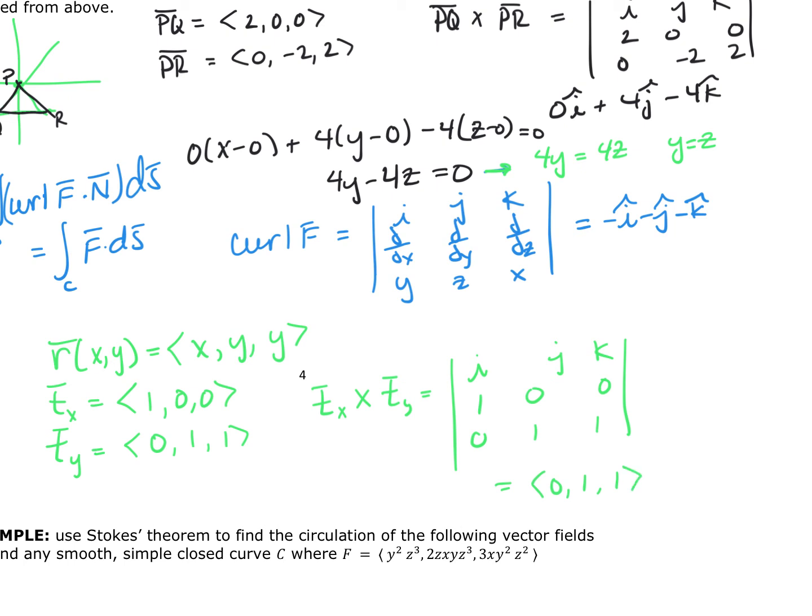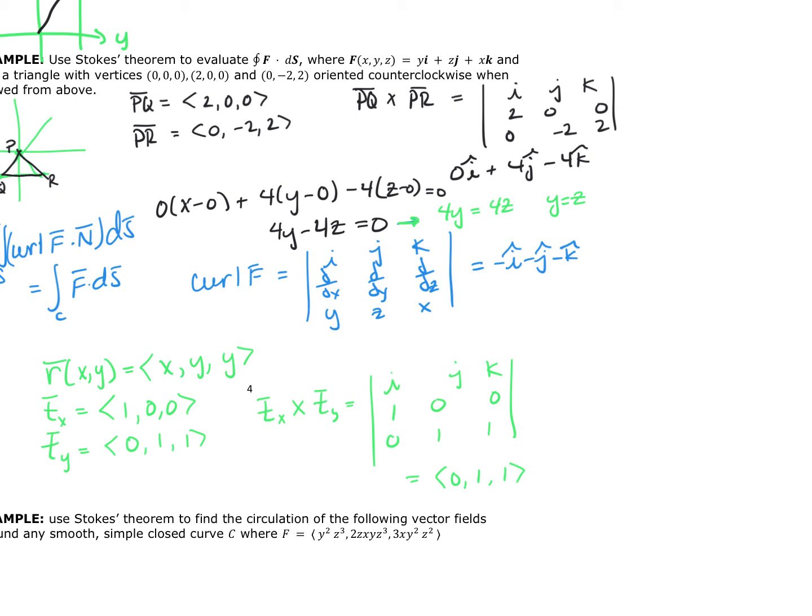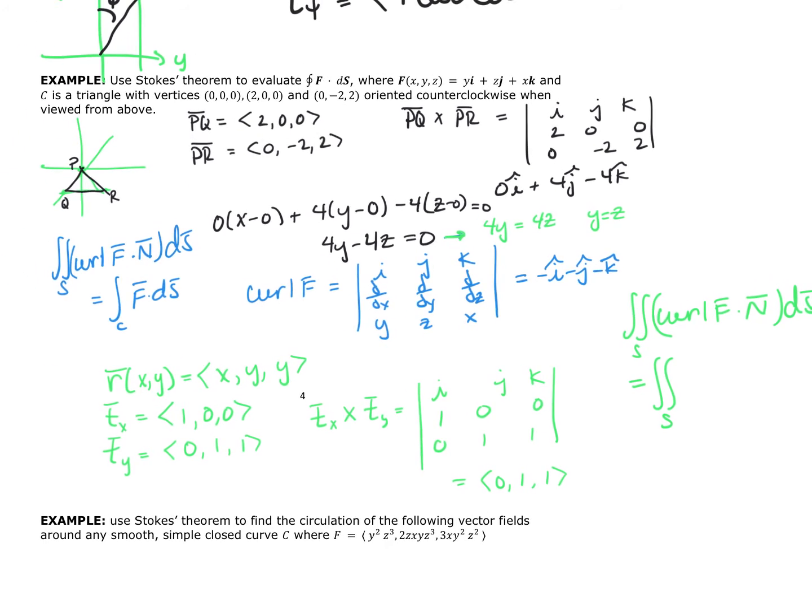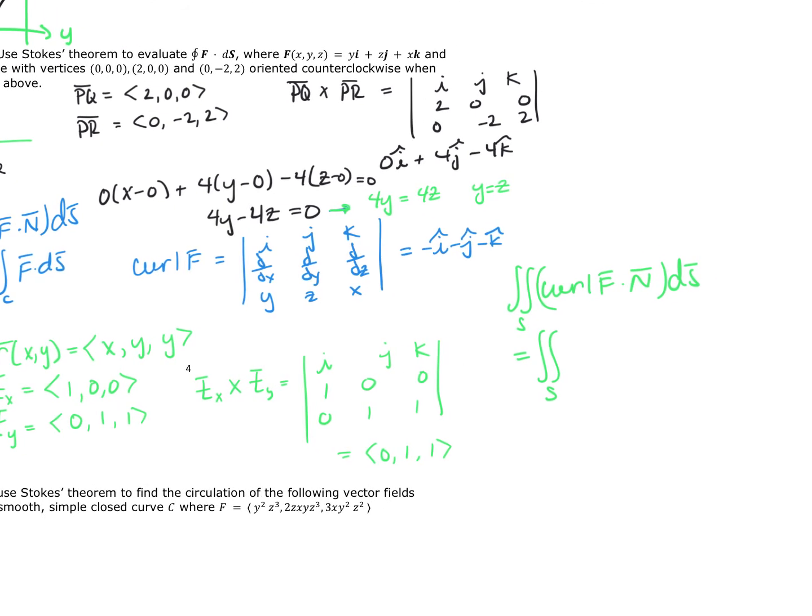And you notice I haven't done anything about, when I talked about my parameterization, the limits on the y and the x and all of that. That's okay. Let's see what happens if we just are ready to start doing the integration. Now my integration across my surface area of the curl of f dotted with the normal n ds is going to be equal to, along the surface S, my curl, I ended up with -1, -1, and -1.